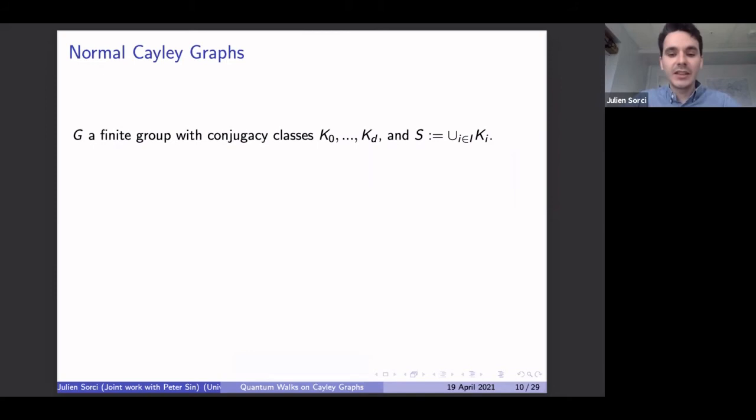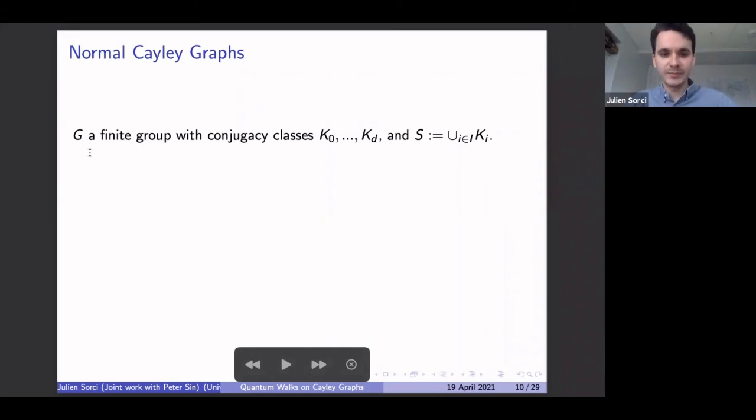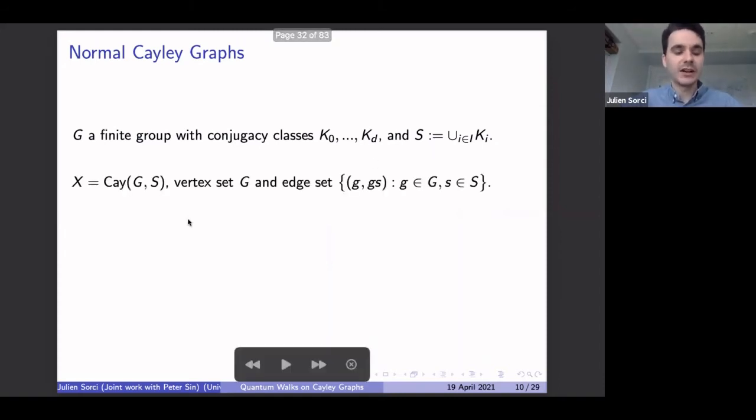And so now to get into the actual kinds of graphs that I'd like to look at today. First I'll just define real quick the types of graphs. So we're looking at normal Cayley graphs. Here G will be a finite group, and we'll assume that its conjugacy classes are K0 up to KD. Now take your favorite conjugacy classes and we'll union them together and call that set S. Now the Cayley graph of this group with respect to this set S is the graph whose vertex set is the group G, and then we connect group elements of the form g and gs by an edge.